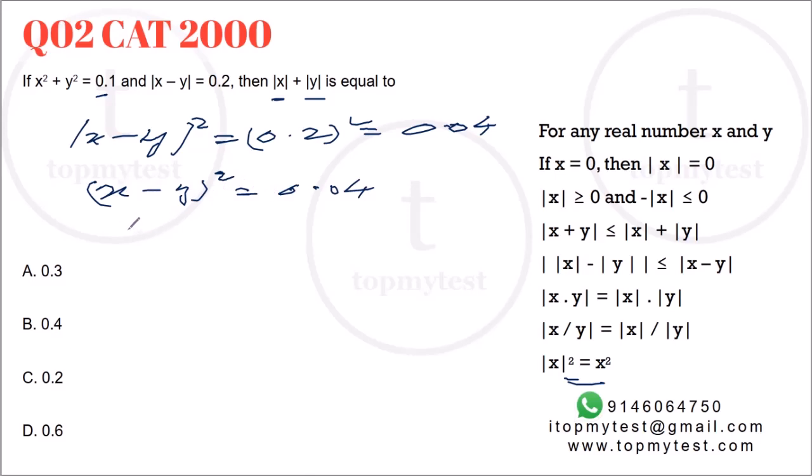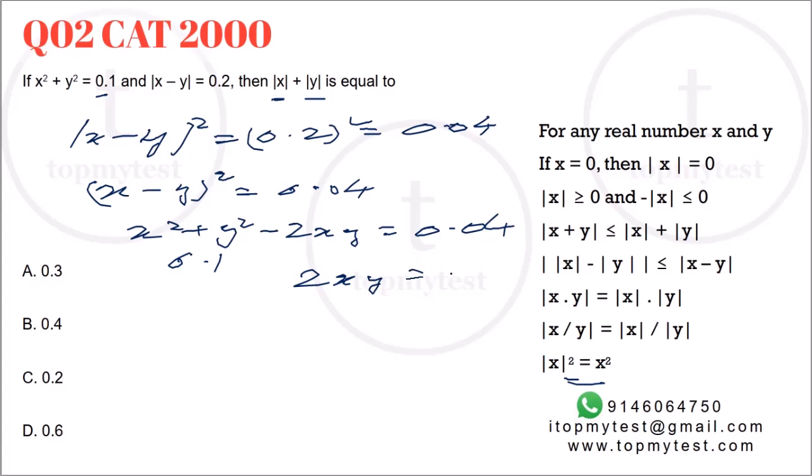Expand x minus y whole square, that will be x square plus y square minus 2xy is equal to 0.04. Now this value is equal to 0.1. So you get 2 times xy is equal to 0.06, or we know xy is equal to 0.03. Right, now I need to find the value of modulus of x plus modulus of y.